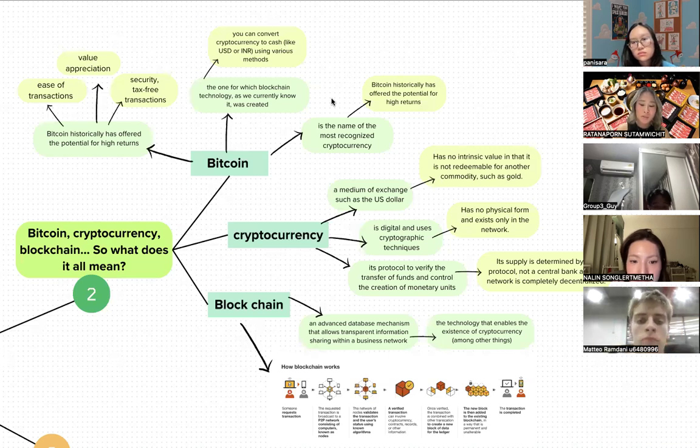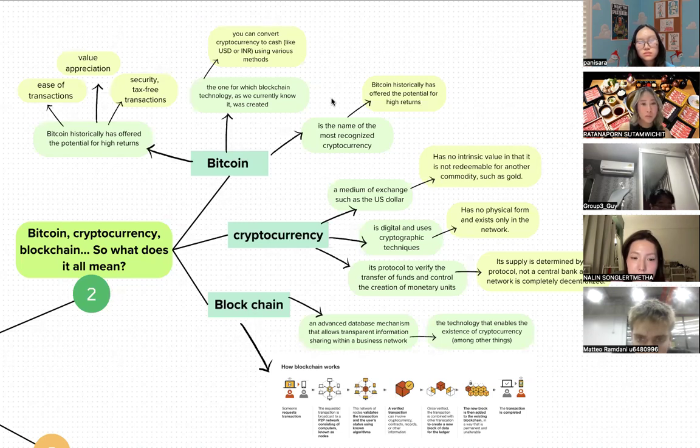And it is digital, using cryptographic techniques, has no physical form and exists only in the network. Moreover, cryptocurrency is also a protocol to verify the transfer of funds and control the creation of monetary units. Moreover, its supply is determined by the protocol, not a central bank, and the network is completely decentralized.